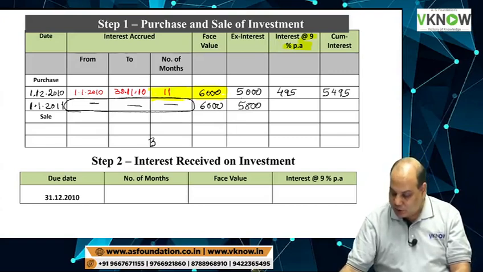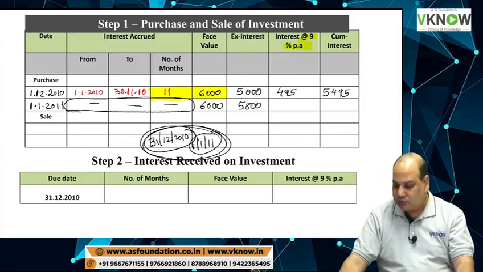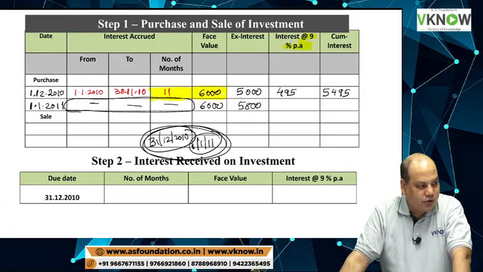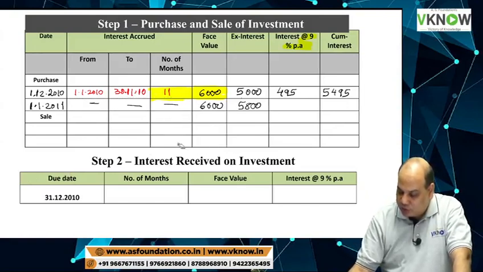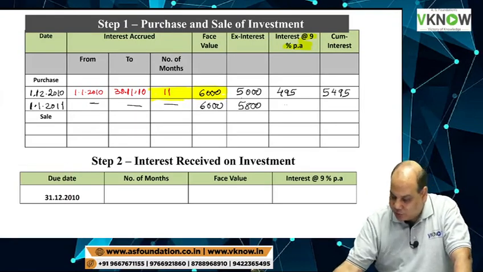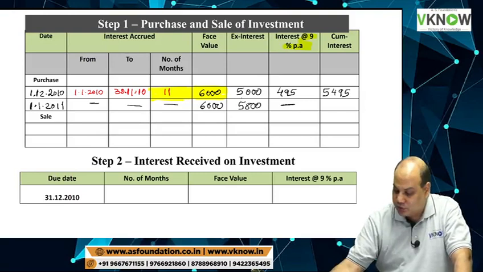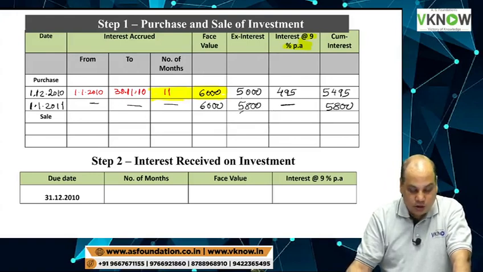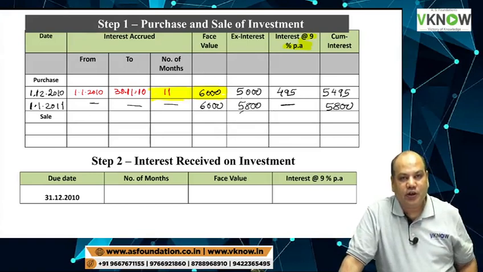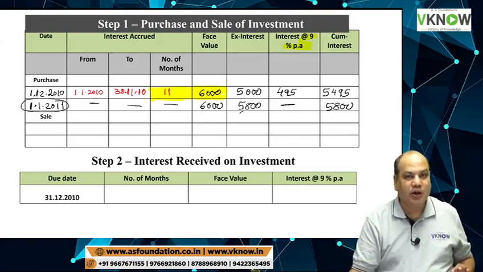What is the last interest payment date? 31st December 2010. What is the transaction date? 1st January 2011. So how much gap is there between these two dates? 0 days or 1 day. Ignore 1 day. 0 or 1 is ignorable, so I will write 0. If interest accrued is 0 months, interest amount will also be 0. Therefore, this time 5,800 will remain 5,800. And in the question they have not mentioned whether ex interest or cum interest, but for this transaction it does not matter.